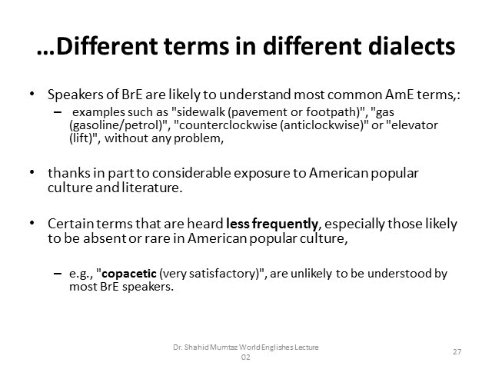Certain terms that are heard less frequently, especially those likely to be absent or rare in American popular culture, are not so popular. For example, copacetic, which means very satisfactory, is unlikely to be understood by most British English speakers. Copacetic is an American term, but maybe it's not understood by young Americans as well.